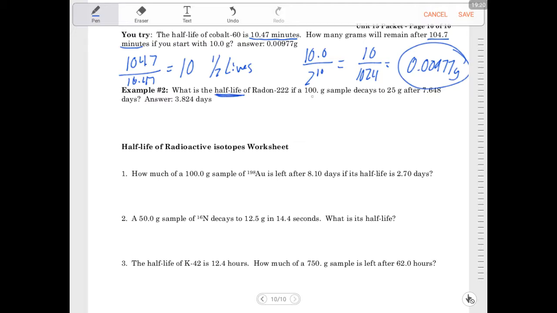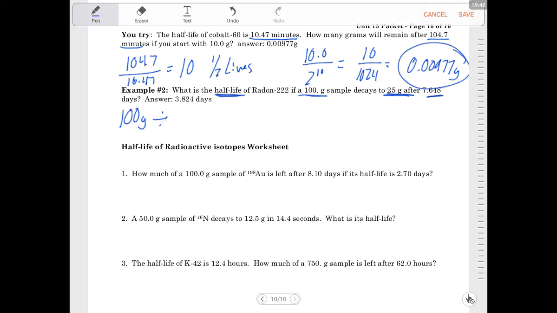So if we have a 100-gram sample that decays to 25 grams after this many days, then we can back-calculate. The way I do this is I take my original amount. Again, there are different ways you can solve it, so if you figure out a different way that works, go for it. Me, I like to just rationalize it. I'm going to divide by 2 until I get to how much was left at the end of the decay.